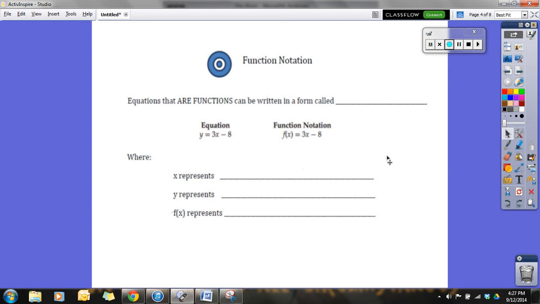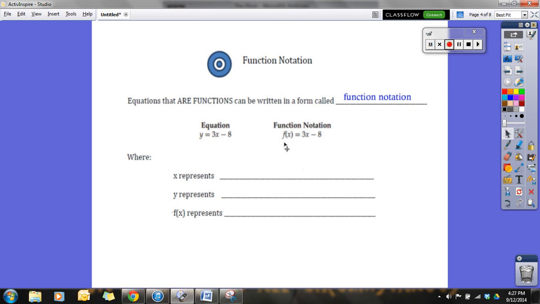So the next thing we need to talk about is function notation. You have seen equations like this, where we have y equals and then some expression over here that y is equal to. What we're going to talk about today is something called function notation. And it's just a different way of writing out functions.